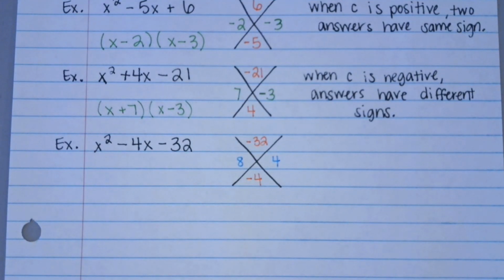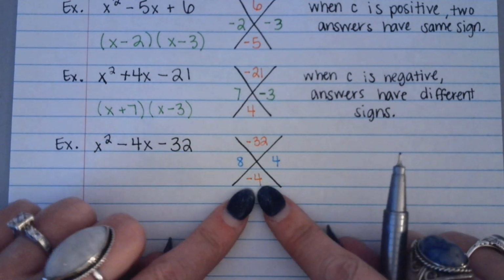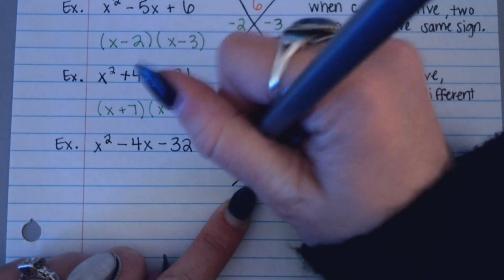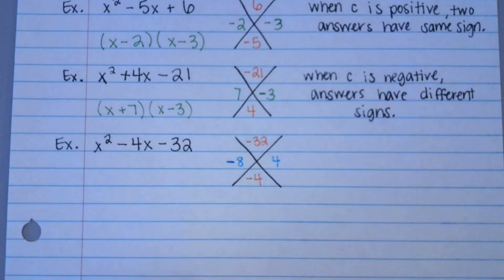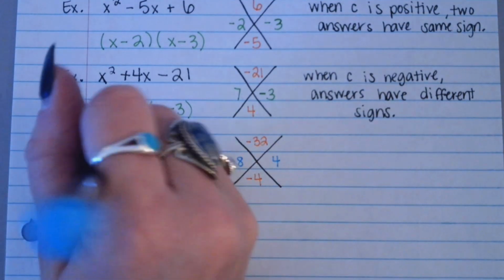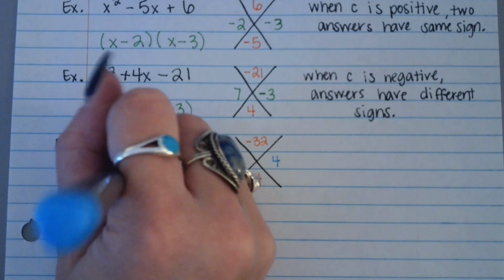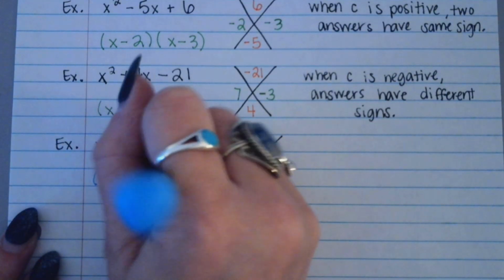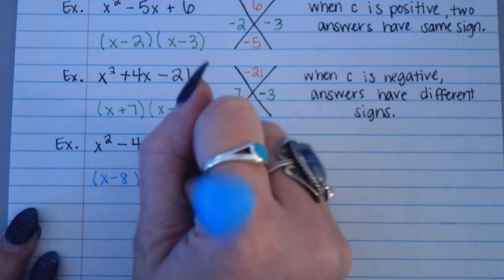One of them has to be negative. But when I combine them, my answer has to be negative, which means the bigger number has to be negative. Negative 8 plus 4. So x minus 8 and x plus 4.